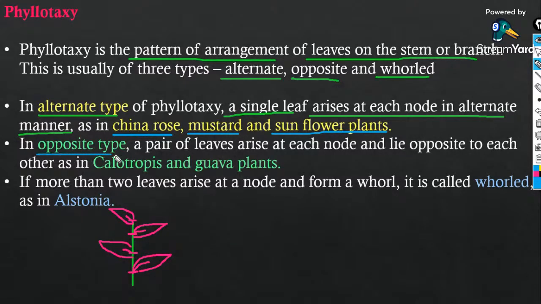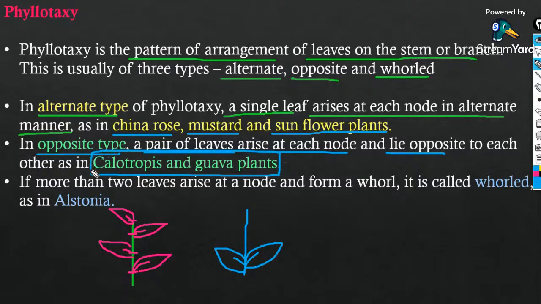In opposite phyllotaxy, a pair of leaves arises at each node. One leaf would be in this direction, another leaf would be in the opposite direction. They lie opposite to each other as in calotropis and guava. The examples are super important. They are all previous year NEET questions.